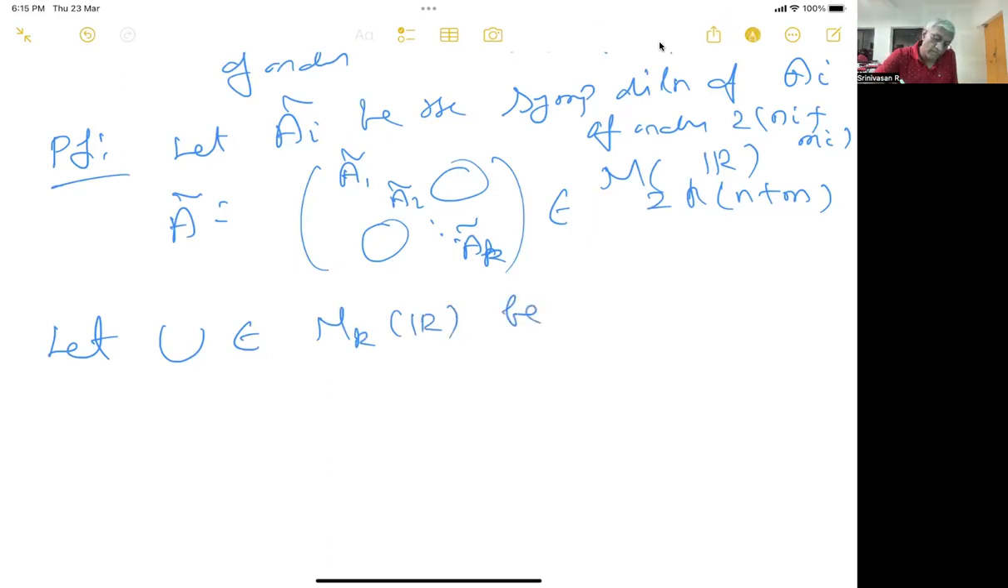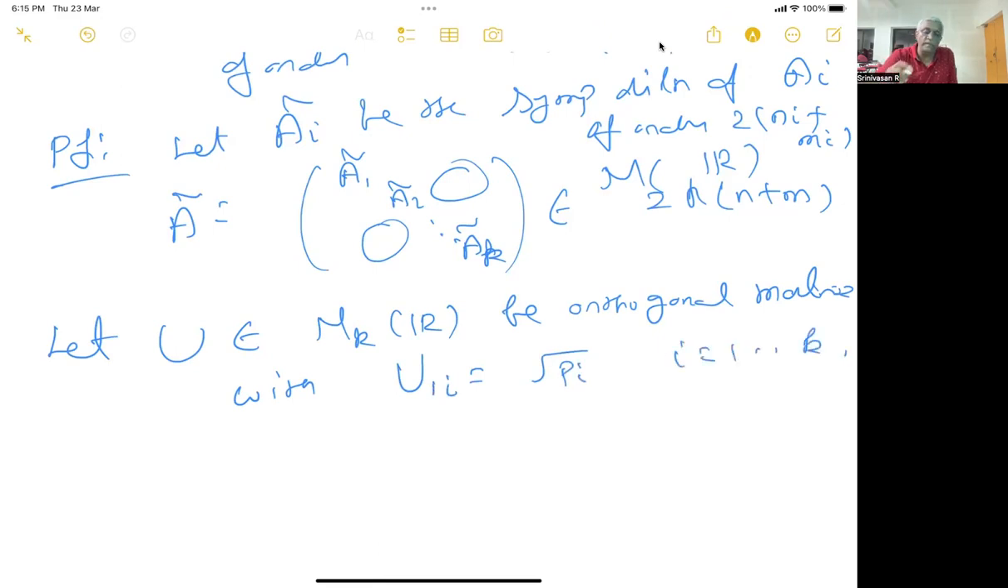Can't we use the elementary matrix which multiplies some number and adds it, to multiply this big matrix? That's what we're going to do, that's how we get the right matrix. Let U be an orthogonal matrix with U_{1i} equal to square root of p_i, i equal to 1 to k.